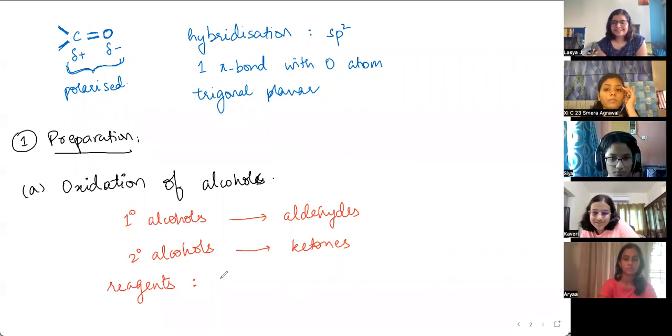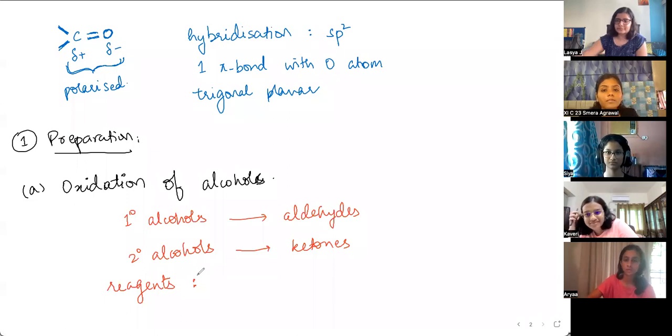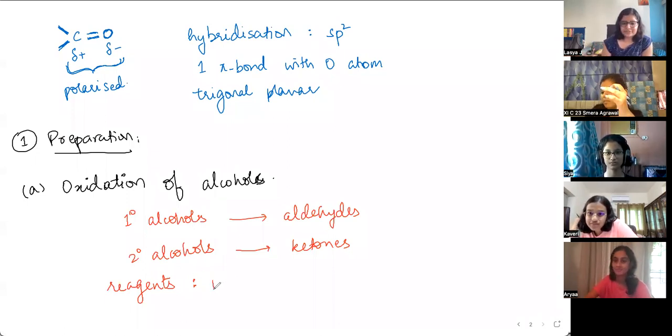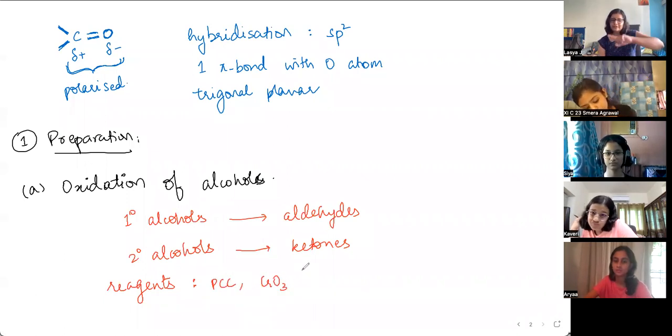PCC also you can use. LiAlH4 has hydrogen. Will you be able to oxidize with that? That is reduction. CrO3, yes, PCC is one, CrO3. So you can look at oxidation of alcohol with KMnO4.